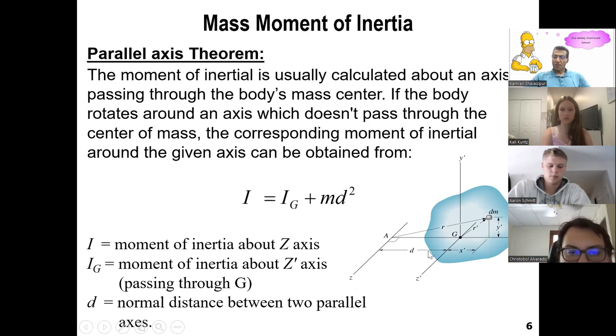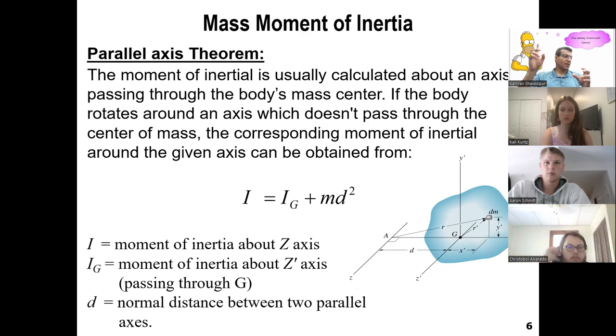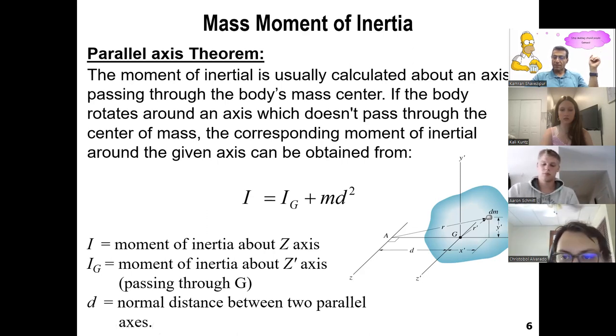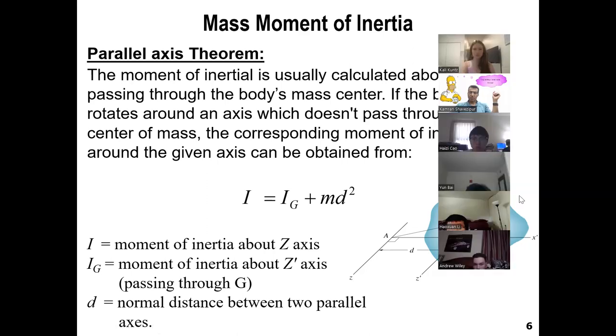So if you have a sphere, from your table in the book, you can find I about its center. If that sphere rotates about another point, you don't have to do all the integrals. You can simply use this equation to get your I about the new axis. Does that make sense? Right?